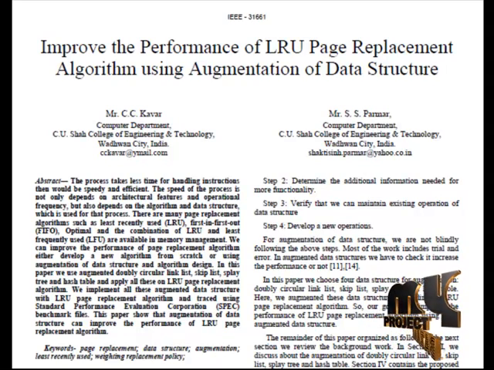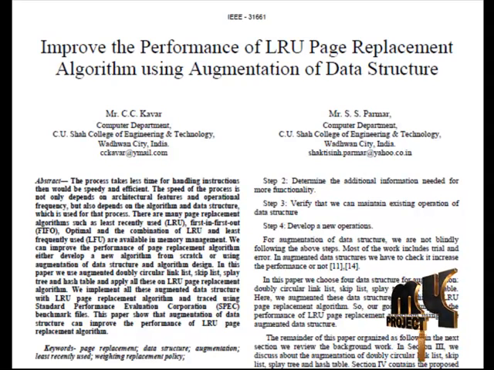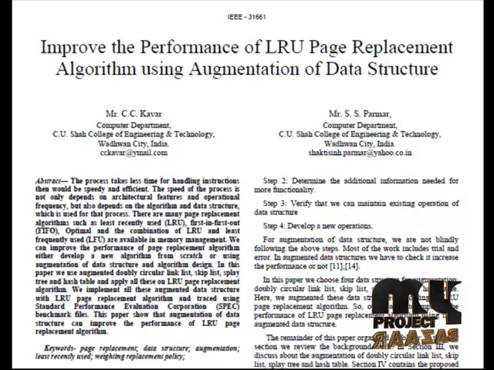Here we are going to discuss improving the performance of the LRU page replacement algorithm using augmentation of data structure. A good approximation to the optimal algorithm is based on the observation that pages that have been heavily used in the last few instructions will probably be heavily used again in the next few. Conversely, pages that have been unused for ages will probably remain unused for a long time. This idea suggests a realizable algorithm.